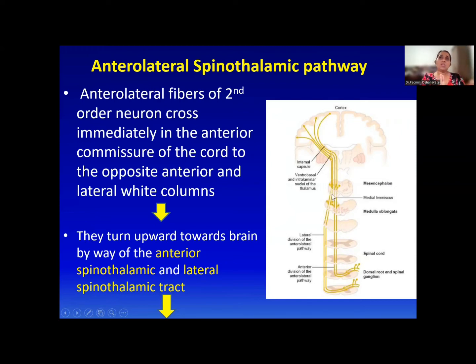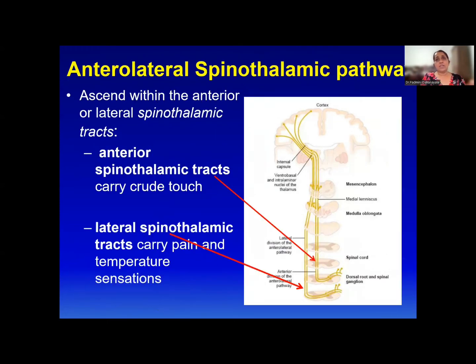So that is why this one is known from the beginning as the anterolateral spinothalamic pathway. Until it is synapsing and decussating, it will be as one. But after decussating and going in the anterior white column or lateral white column, they will be divided into two sub-pathways. Still they can be called the anterolateral spinothalamic pathway.